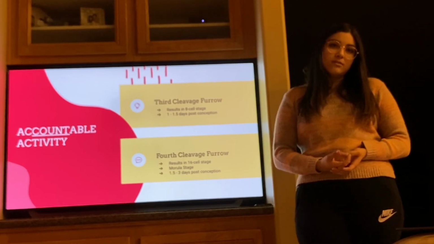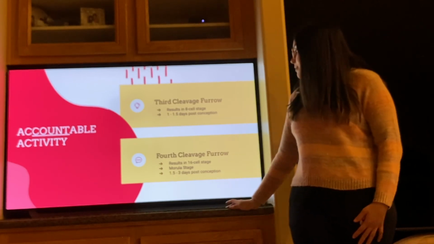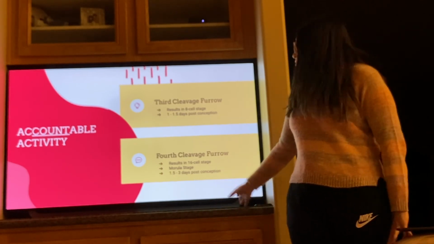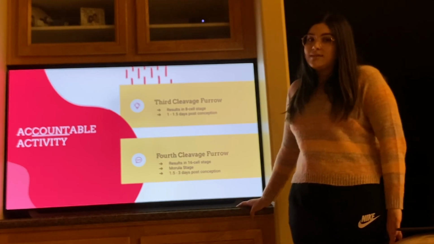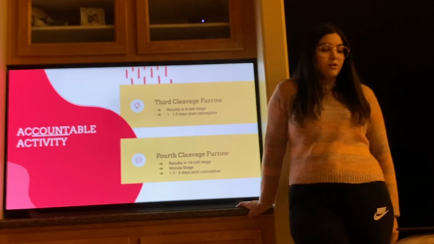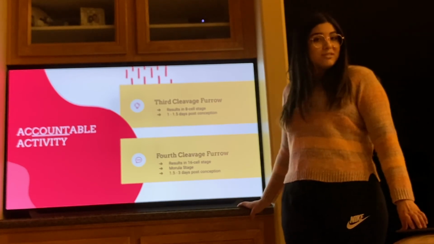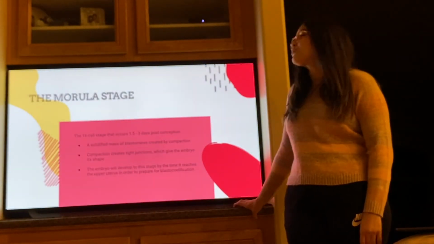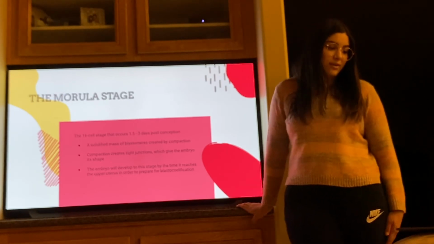And then we have the fourth cleavage furrow, which basically happens in the morula stage. This stage is called the morula stage, but I will talk about that in just a moment. This does happen between 1.5 to 3 days after conception and is also resulting in the 16-cell stage, since 8 times 2 is 16. So here's the morula stage. The 16-cell stage that happens around 3 days after conception.